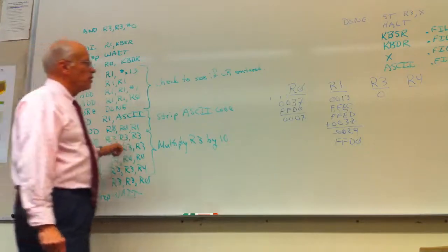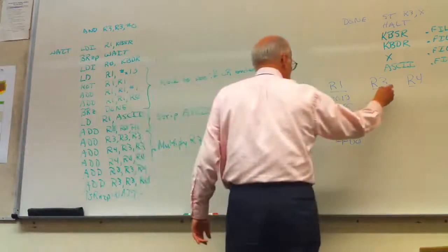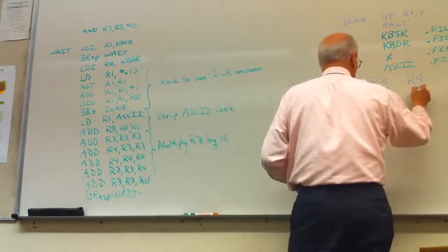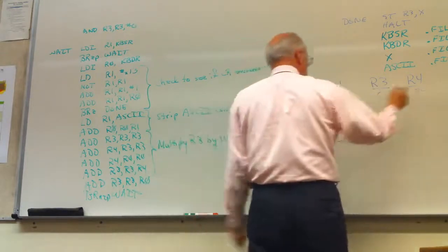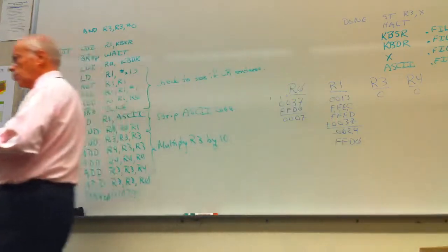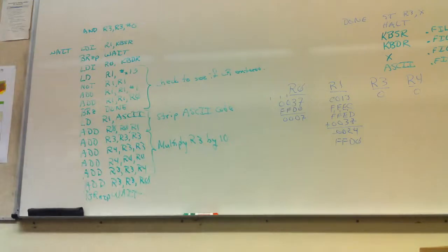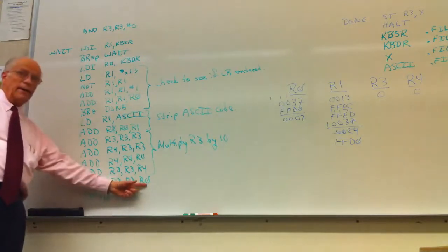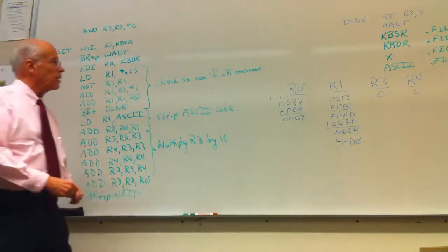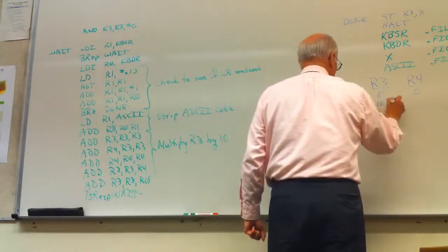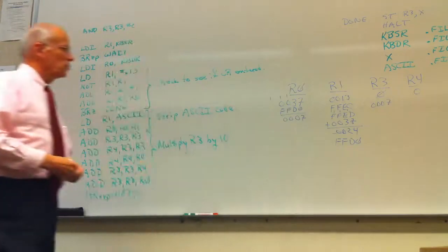Now I add register 3 to itself. That still gives me a 0. I add it to itself again and put it in register 4. Add register 4 to itself, add it back. Exactly as someone pointed out, I'm left with 0, because 10 times 0 is 0. But now I add register 0 onto that, and so now I end up with 0007.